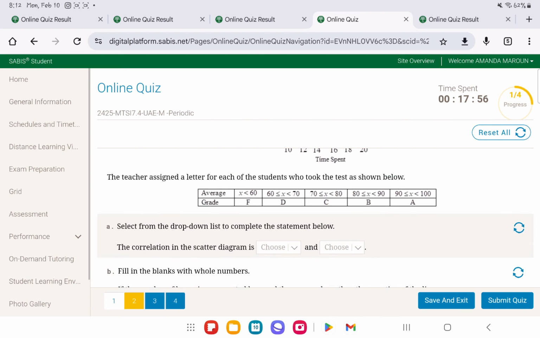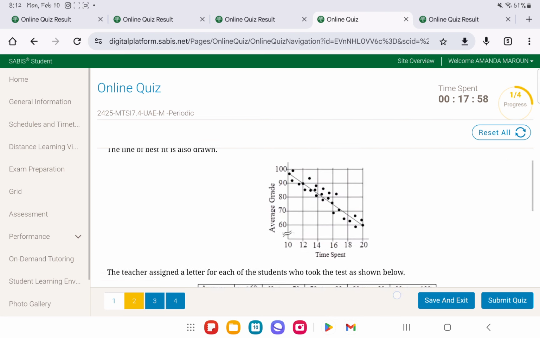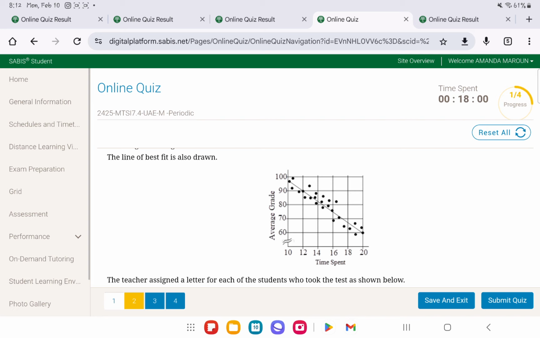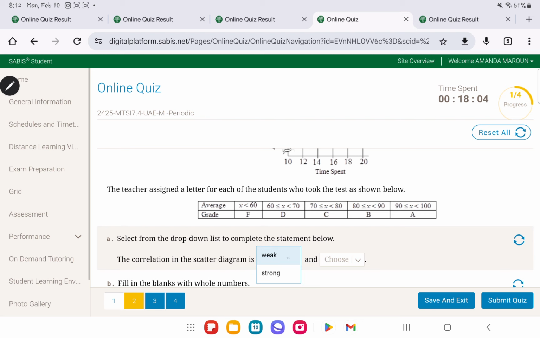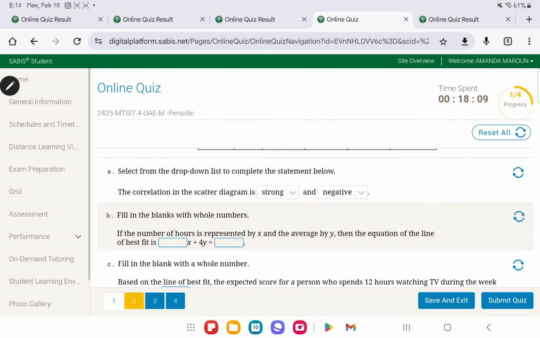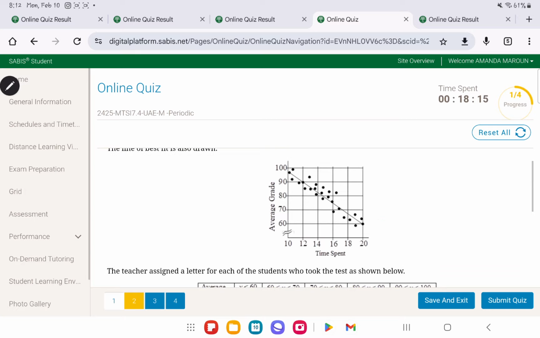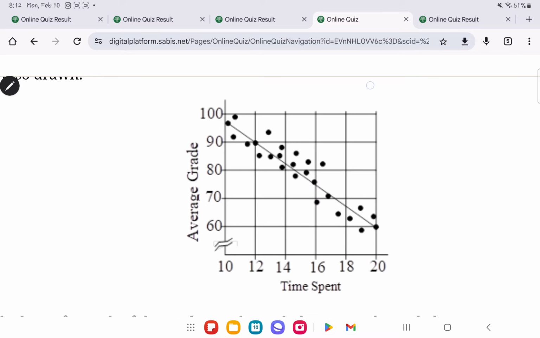Okay, so they're telling us the correlation in the scatter diagram, as you look at it, it is a strong negative scatter diagram. So it says strong and negative. Now they need us to find the equation of the line of best fit. Very simply, what we're going to do is take 2 points.